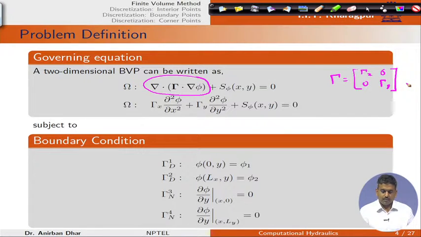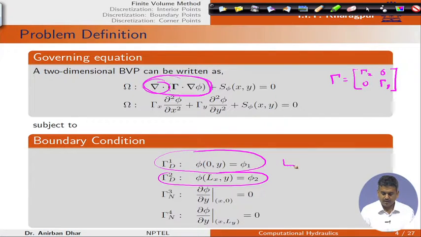Now, this form is suited for our finite volume method, because this is written in divergence form and inside one is a vector. So, with the boundary conditions on the left and right side as Dirichlet, and bottom and top side as Neumann or zero Neumann, we can start this problem.